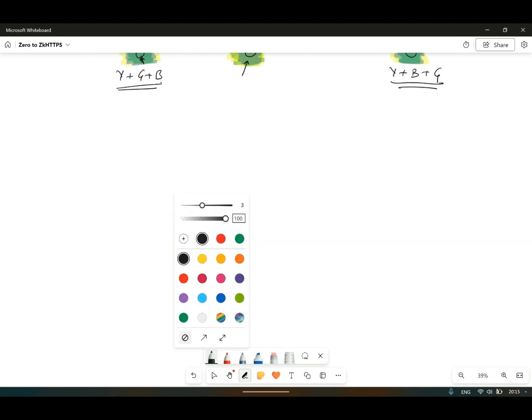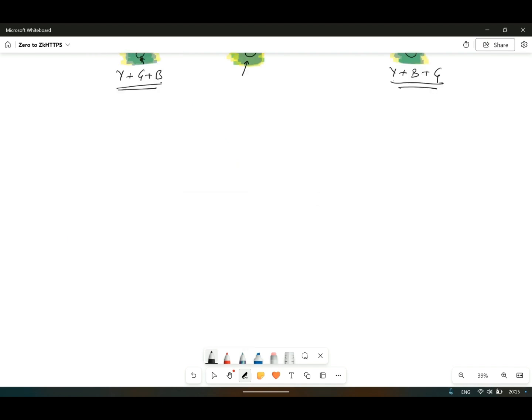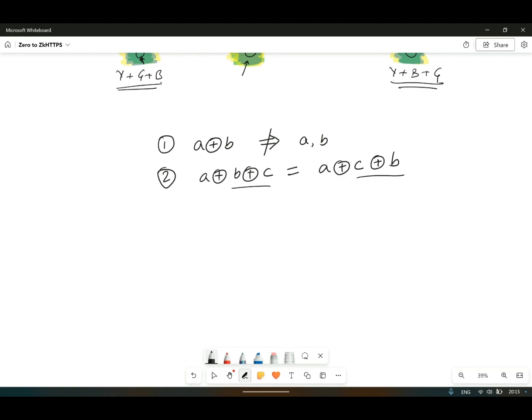So the two properties that we saw in the last video: A operated on B, you should not be able to deconstruct A and B even if you are given one of A or B. That was property number one. Property number two was, given A operated on B operated on C, it should be exactly equal to A operated on C operated on B. Right? So notice that we've swapped these two values over here. And this did hold true, right?